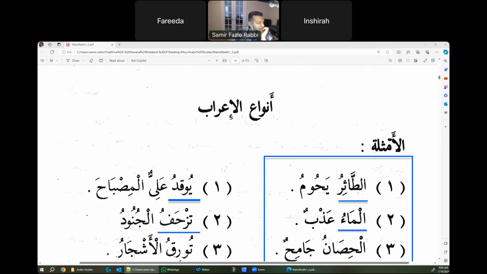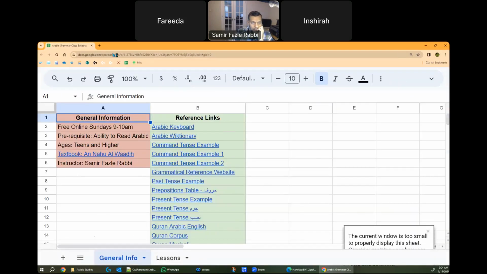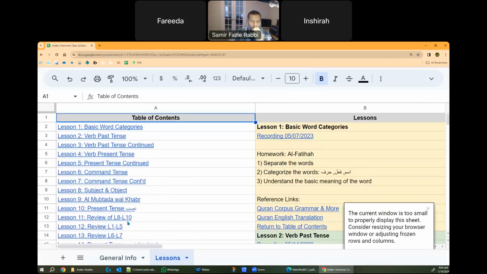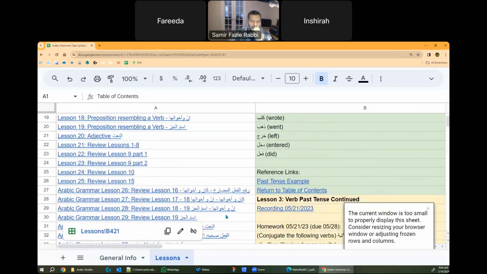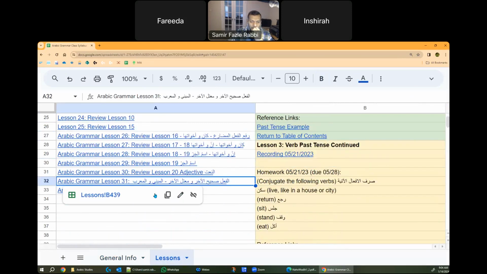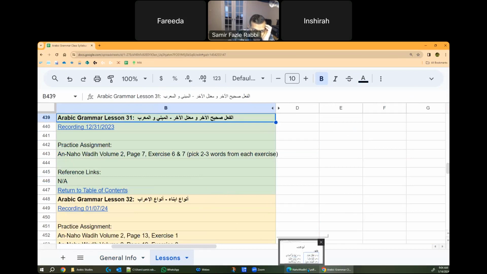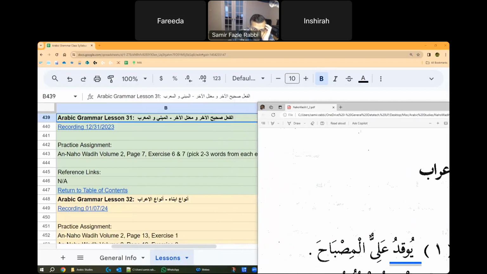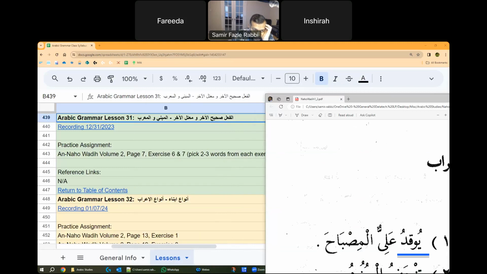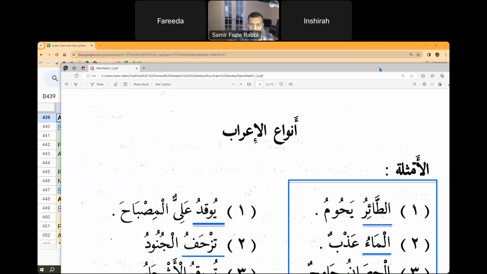So which specific one were you doing? I'll just pull it up right here. I tried to do last week's homework and then this week's homework. That was lesson 31 and 32, I think. And I do not understand maybe the instructions. All right, so it says go to volume 2, page 7, exercise 6 and 7, pick 2 or 3 words from your sentences.